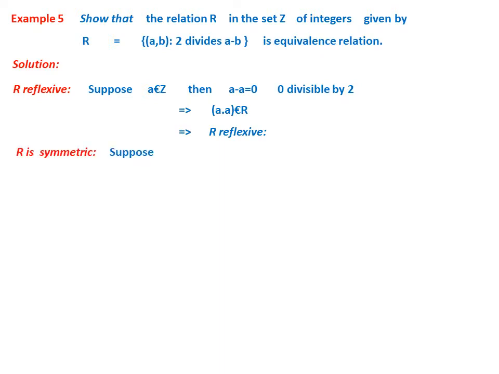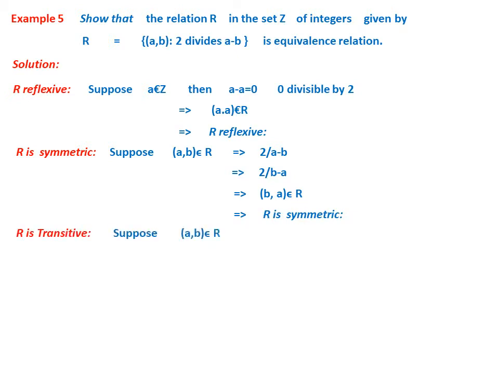Next, R is symmetric because let us say, for example, (a, b) belongs to R. This means 2 divides a minus b. Similarly, 2 divides b minus a also. Whenever 2 divides a minus b, it divides b minus a also. So this implies (b, a) belongs to R. So this means R is symmetric.